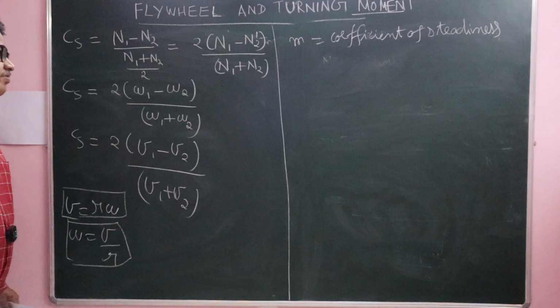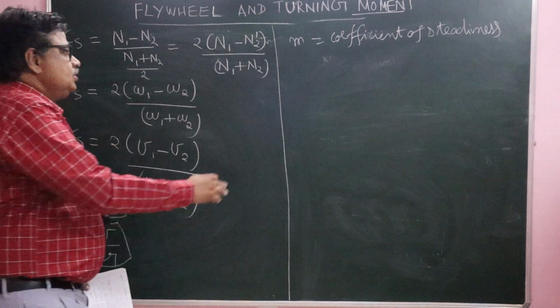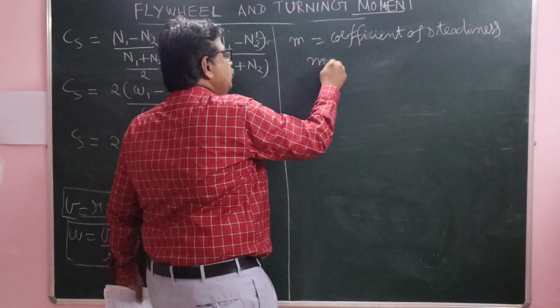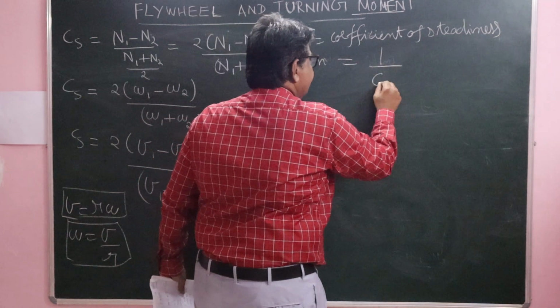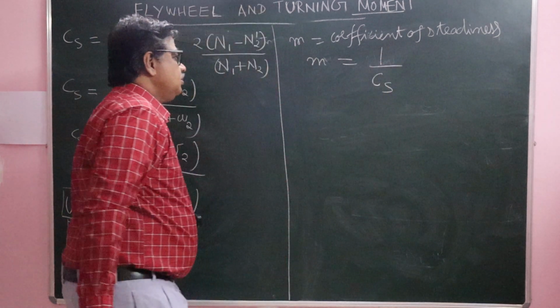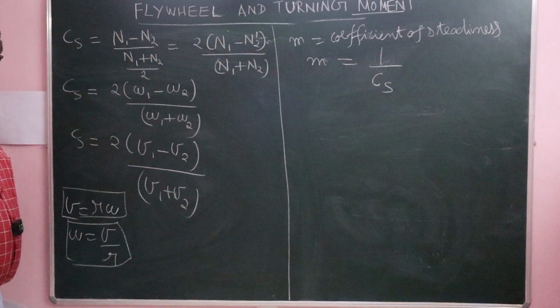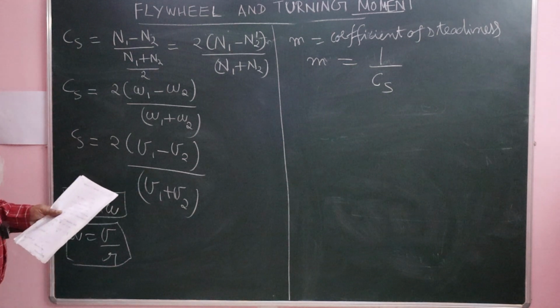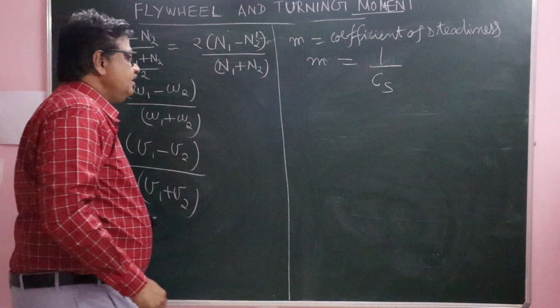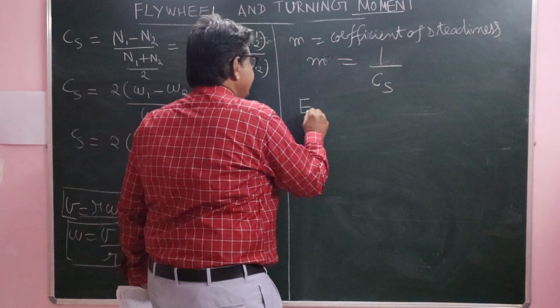M is equal to coefficient of steadiness. So this is another formula. M is equal to 1 by coefficient of fluctuation of speed. Right.